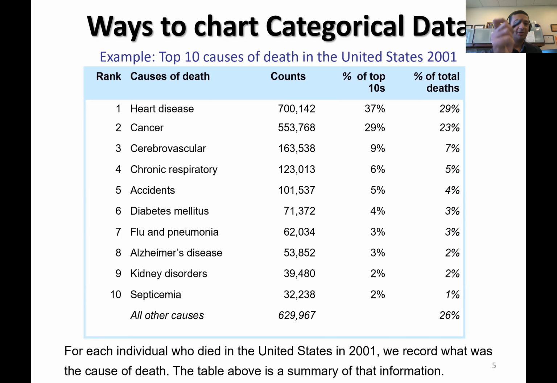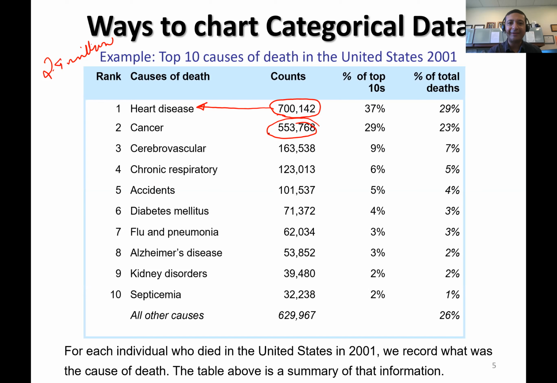The original data set, let's say, is of 2.4 million people whose healthcare data has been taken into consideration. And 2.4 million deaths in the US in 2001 from all possible causes. And then for each of those 2.4 million data points or rows of information, there is a certain cause of death. So of those 2.4 million deaths, 700,000 is attributed to heart disease.